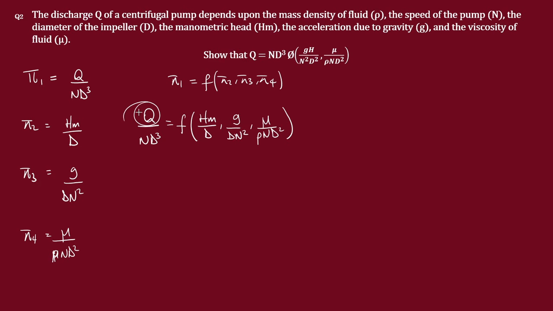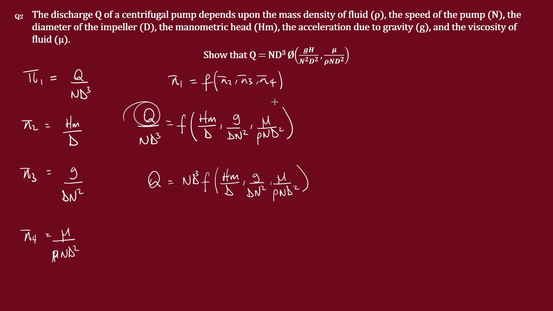So if we want to identify and make this the subject of the formula, if you want to isolate the discharge q, that means you're going to cross multiply with the denominator of q. So that means q, our discharge, is going to be n d cubed and the function of the manometric height over d, acceleration due to gravity over d n squared, and the dynamic viscosity mu over rho n d squared.